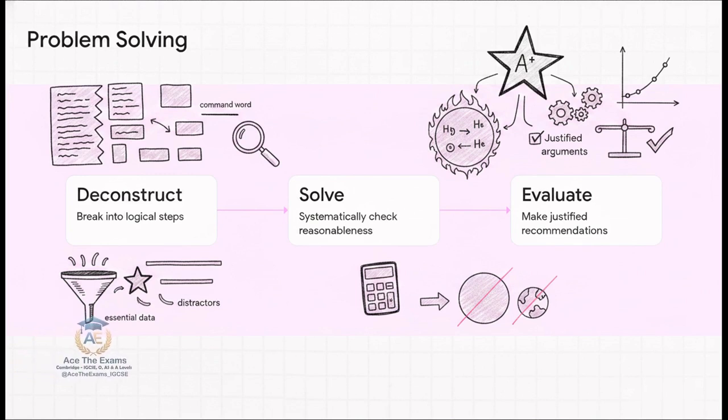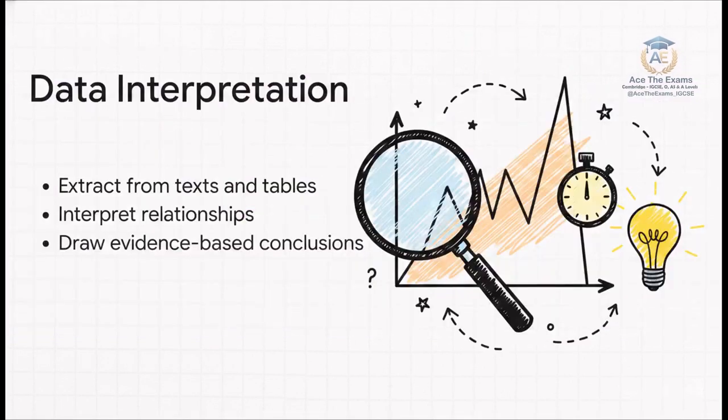Step 2 is solve. Apply your core principles, like the conversion of hydrogen to helium we talked about, and systematically work through the logic, constantly stopping to check for reasonableness. Like I said before, if your calculation implies the sun is the size of the Earth, your answer is not reasonable. Stop and recalculate. Step 3 is evaluate. This is the holy grail. This is where the A-star lives. You must be able to make justified recommendations, compare different scientific approaches, or explain exactly why a particular theoretical model fits the evidence provided. A huge part of mastering the solve and evaluate stages involves critical data interpretation skills.